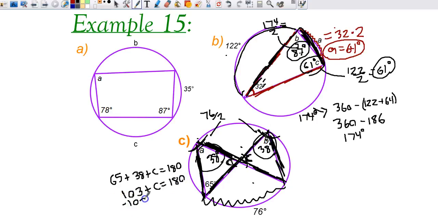And if I subtract the 103 from each side, you're going to get yourself, let's see, 180 minus 100 is 80, minus 3 is 77. So letter A is 38, letter B is 38, and letter C is 77. That's that angle in here. And by the way, this angle right here, what do you think that's going to be? That's 65 would also be there too.